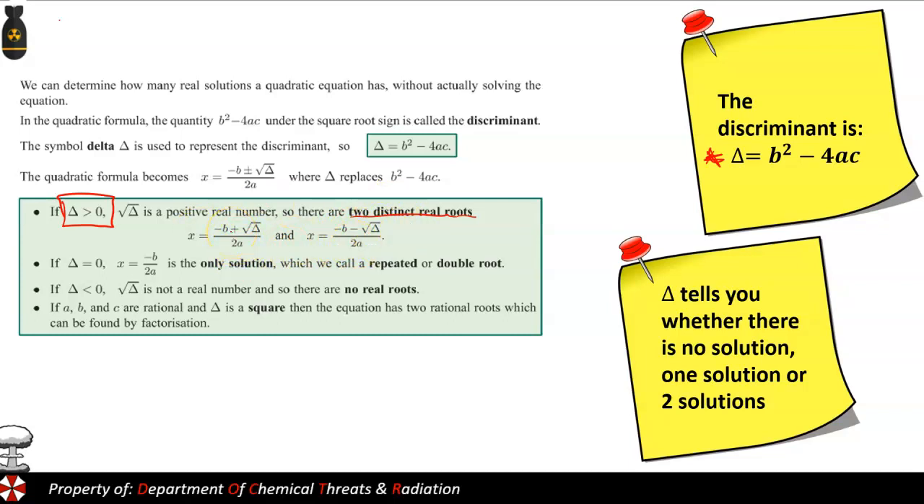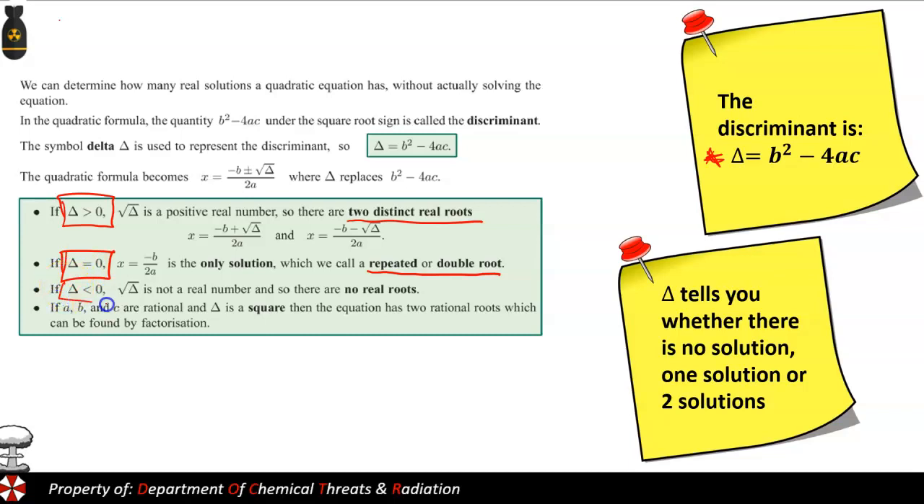But in terms of the discriminant, all we care about is that if it's greater than 0, there are two solutions. On the other hand, if delta equals 0, minus b on 2a is going to be the only solution. So that's the only solution to this quadratic. And we call this a repeated or double root. And again, what this actually is will make a bit more sense later when we look at the actual functions on a graph. But for now, we just call it a repeated or double root.